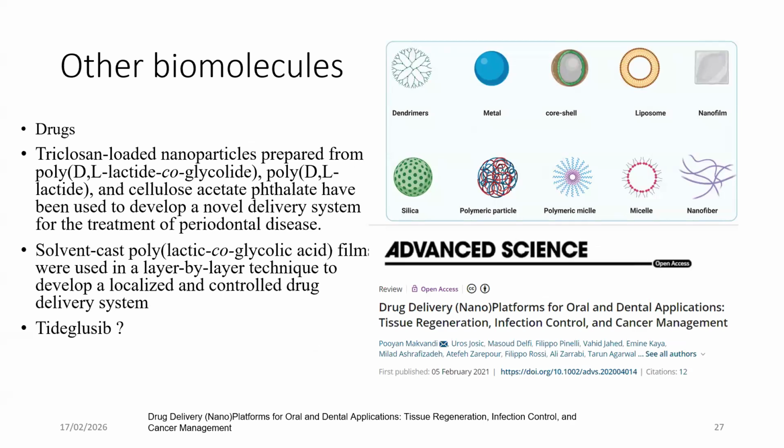Now we've talked about growth factors. We touched upon bioceramics. What type of bioceramics? We talked very little about bioglass, and a little bit about alpha TCP and beta TCP. Now we're talking about drugs. Now drugs can also be used as growth factors.